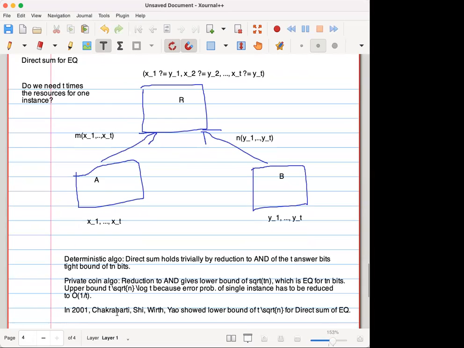Chakravarti et al.'s paper was seminal in the sense that they really brought in information theory and showed its power. They used just Shannon mutual information and Shannon entropies and things like that. Since then, all the progress in direct sum has happened through information. So our work and Braverman, Rao, all of them are using information theory.